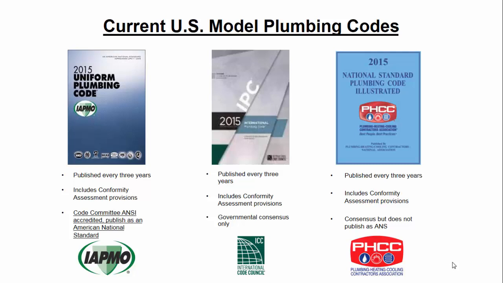The International Plumbing Code is published on a 3-year cycle. It also includes conformity assessment provisions, and one of the differences there is they use a government consensus process, whereby the government entities are the ones that vote on the changes to the code. The National Standard Plumbing Code is also on a 3-year cycle, and it also includes conformity assessment provisions. They use a consensus process for the development of their code, but they don't register it as an ANSI standard.